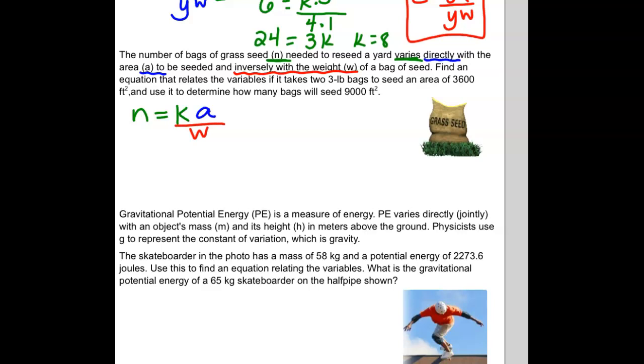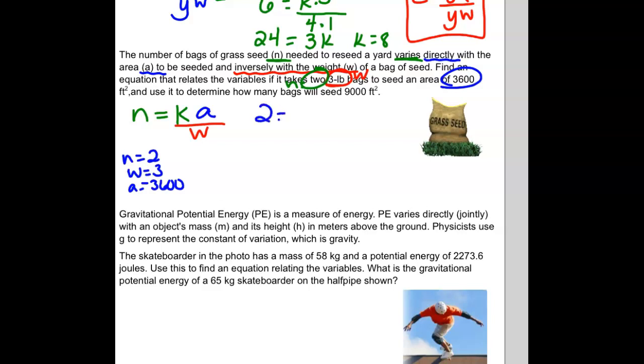Okay, so we've got our format. Then it says, find an equation that relates the variables if it takes 2 bags that are 3 pounds each. So the weight is 3 pounds. The number of bags, what did I use, green? Number of bags is 2, and the area is 3,600. Okay, so we have N equals 2, W equals 3, and A equals 3,600. That's what they've given me in the word problem. So we're going to plug those in.